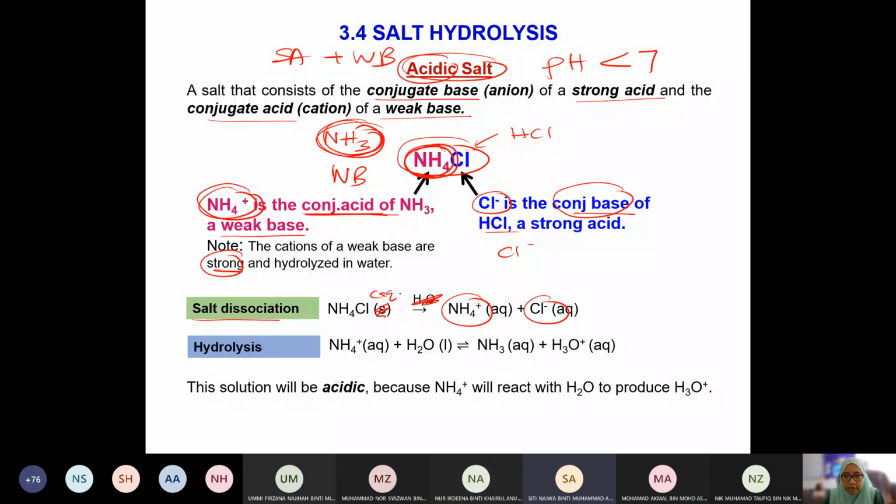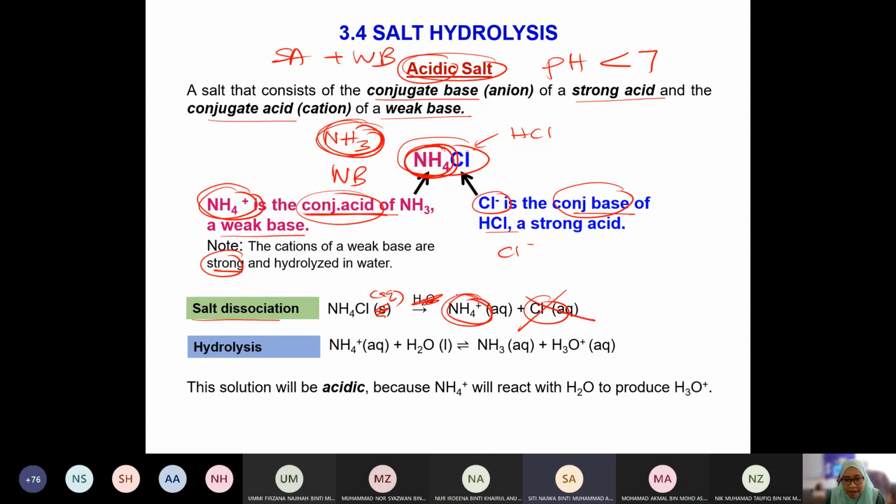Straight away use aqueous. NH4Cl aqueous dissociates into its ions, NH4 plus and Cl minus. Now we have to choose which of these two will undergo hydrolysis. Cl minus will not react with water to produce any H3O plus or OH minus, but NH4 plus does react with water. NH4 plus is the conjugate acid, because it comes from a weak base. Since it is a conjugate acid, it will produce H3O plus.